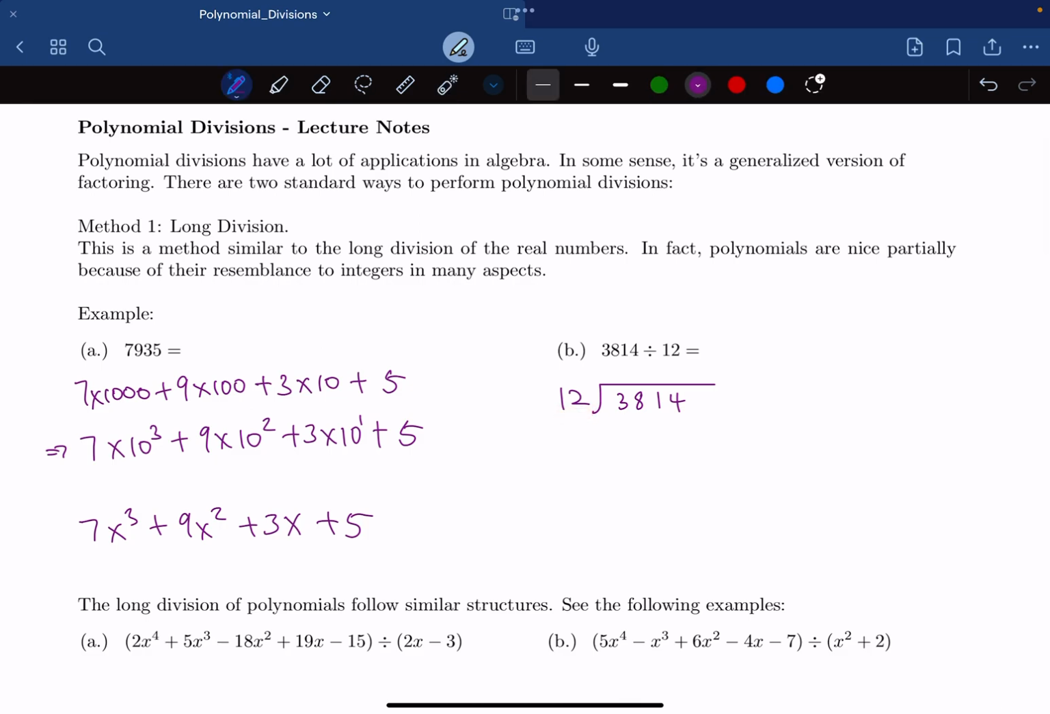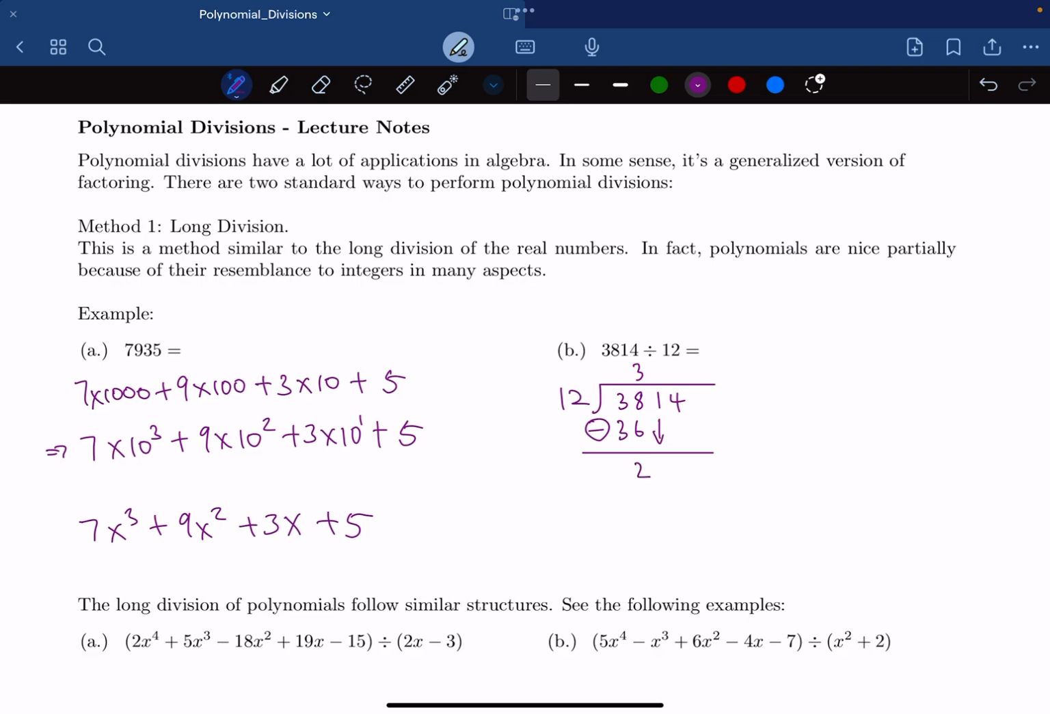So I ask myself, how many 12s go into 38? And the answer here is 3. And then 3 times 12 equals 36. I subtract: 38 minus 36 is equal to 2.